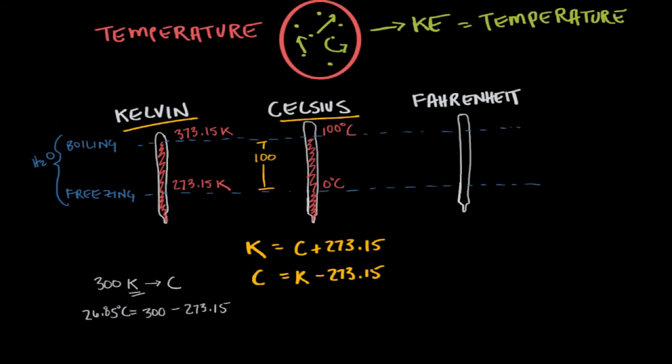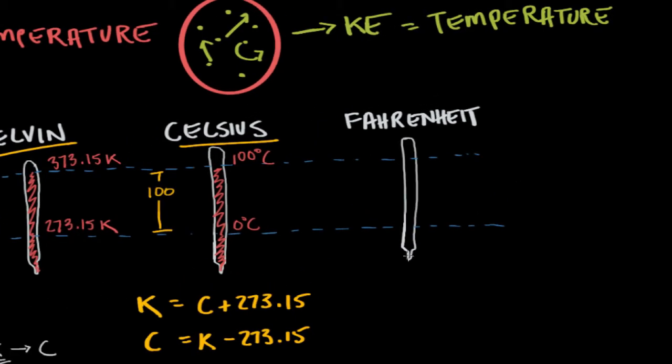Now, converting between the Celsius and Fahrenheit scales is a little bit more complicated. You see, in Fahrenheit, water freezes at 32 degrees Fahrenheit, and water boils at 212 degrees Fahrenheit. And this gives us a span between the freezing point and the boiling point of water of 180 degree units.